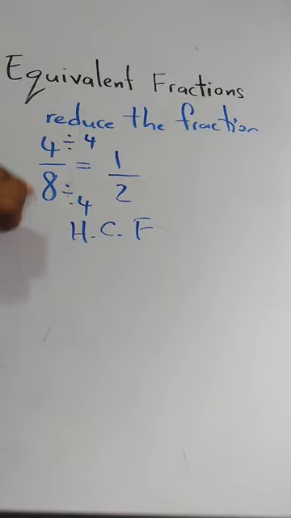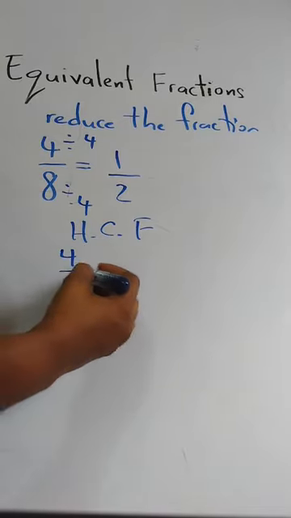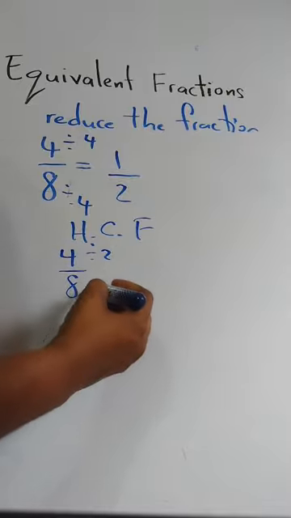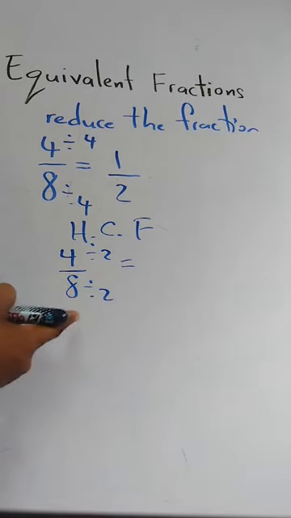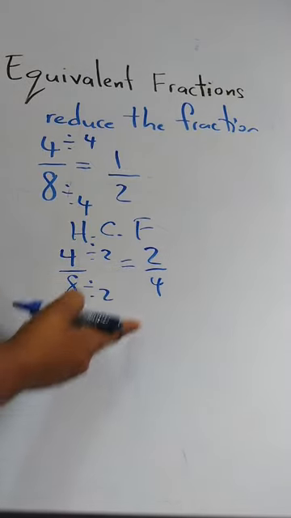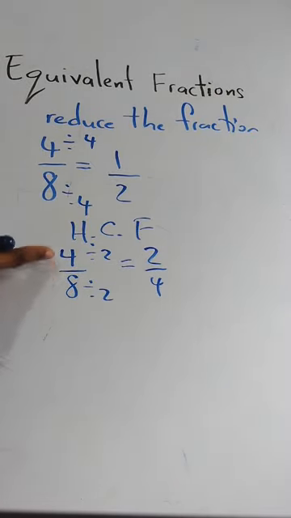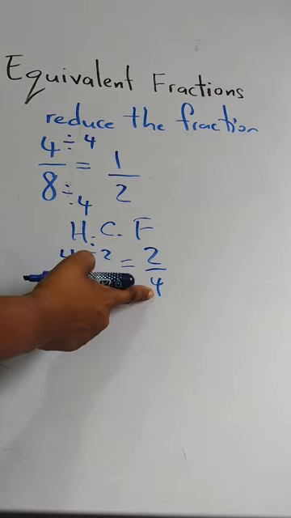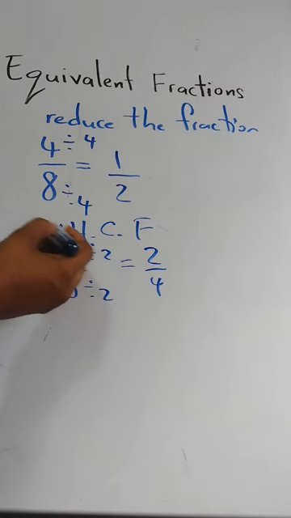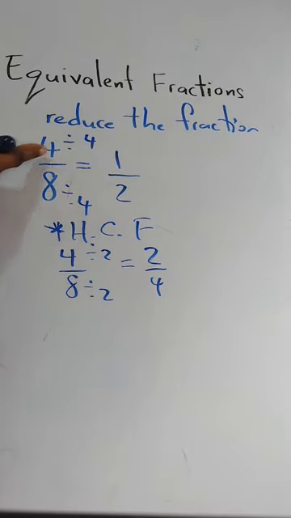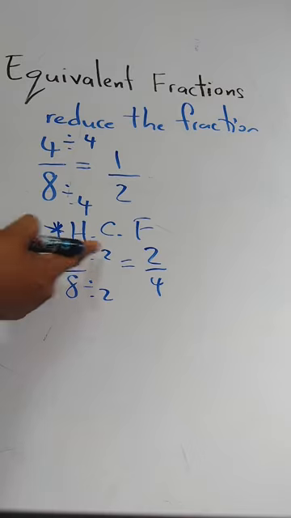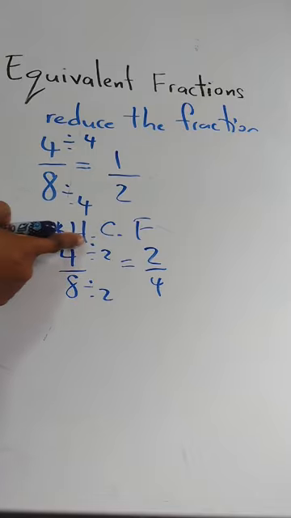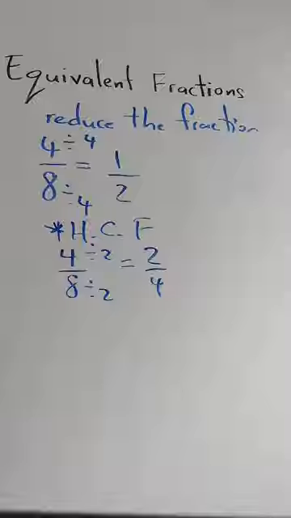Note that I could have reduced 4/8 if I divided both of them by 2, because both are divisible by 2. I would have gotten 2/4. Now 2/4, even though it is a reduction of 4/8, is still not in its simplest form. So to ensure that I get the simplest form, I always use the highest common factor. So we can reduce fractions by dividing both numerator and denominator by the highest common factor.